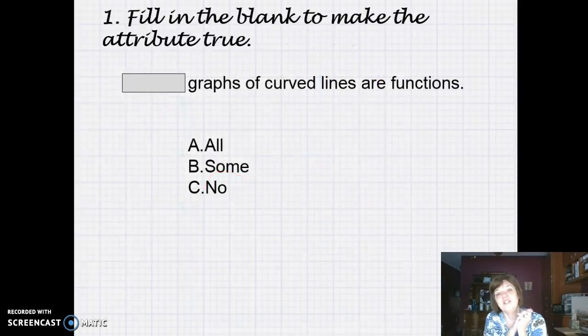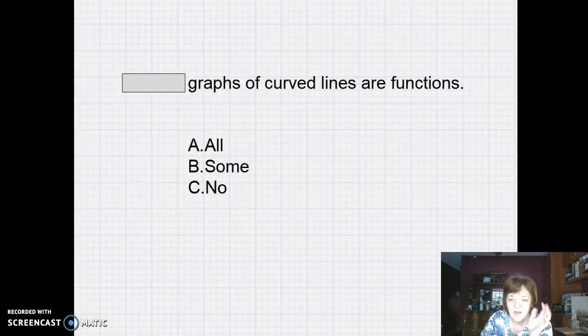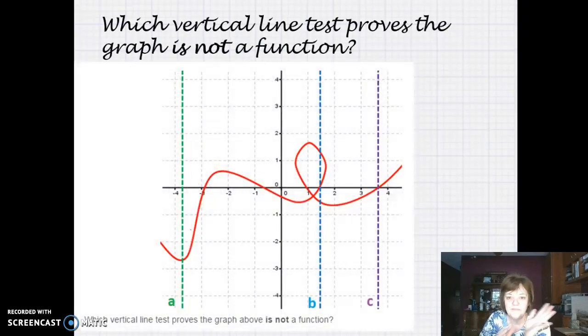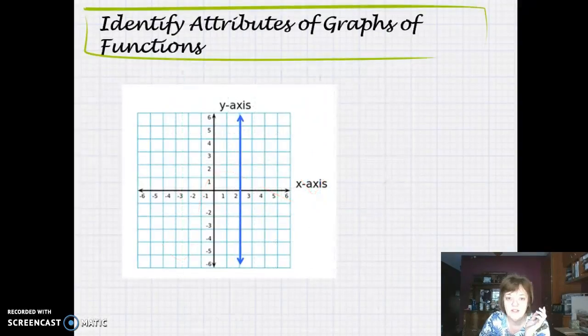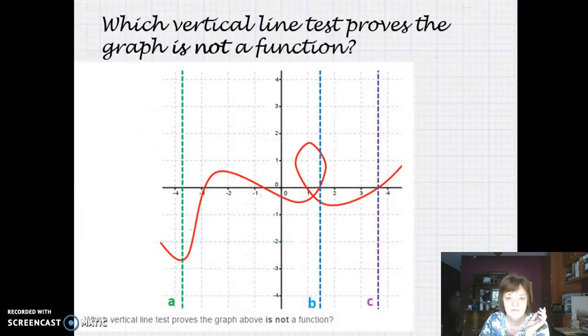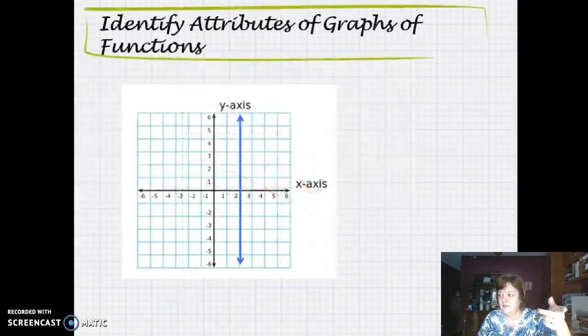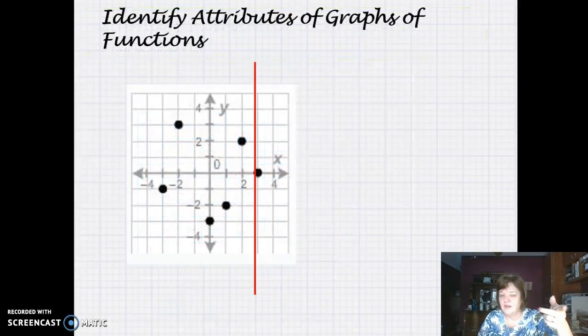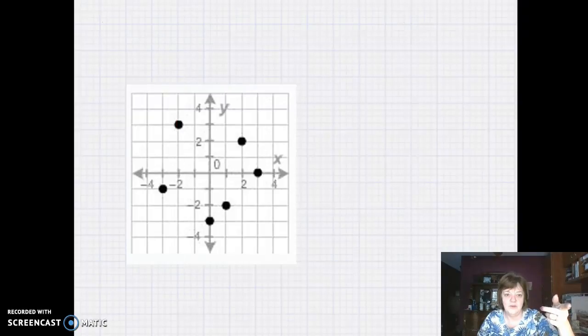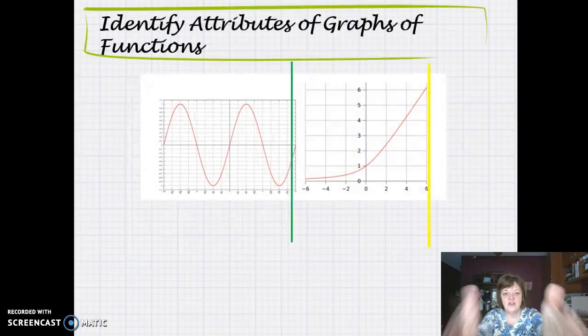So, your first question to answer for me, fill in the blank to make this true. What did we just see? Wait a minute, let me show you what we just saw. Hold on. All right, here's a curved line, and we just saw some other curved lines. Whoops, back here. Whoops, no we didn't. Wait, where are they? Oh, it was a while back. Let me go back a little further. Come on. No, I wanted to show you. There we go. Here's some curved lines that are functions.